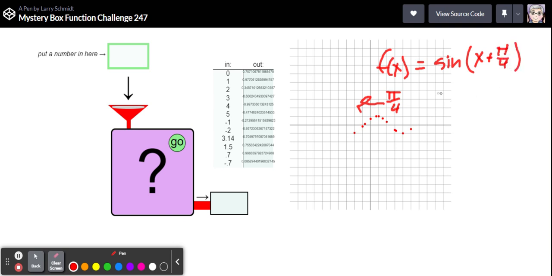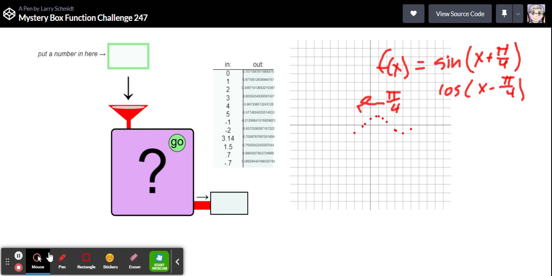Now, if you wanted to write that as the cosine, maybe your favorite function is the cosine, the same thing would be the cosine of x minus pi over 4. So that 1 that we're reaching right here, that would be where the cosine starts. So either one of those should be correct.